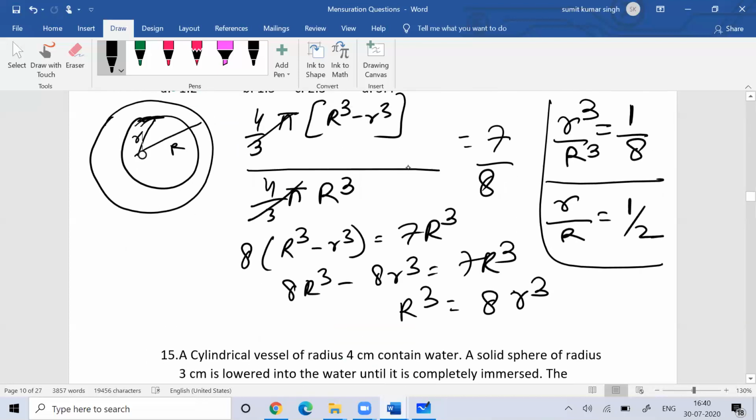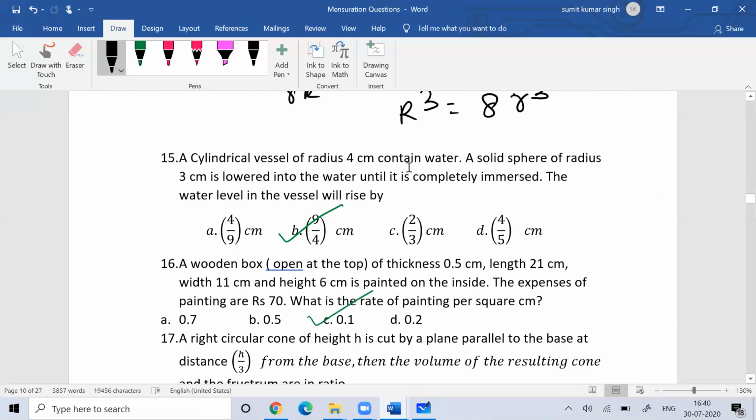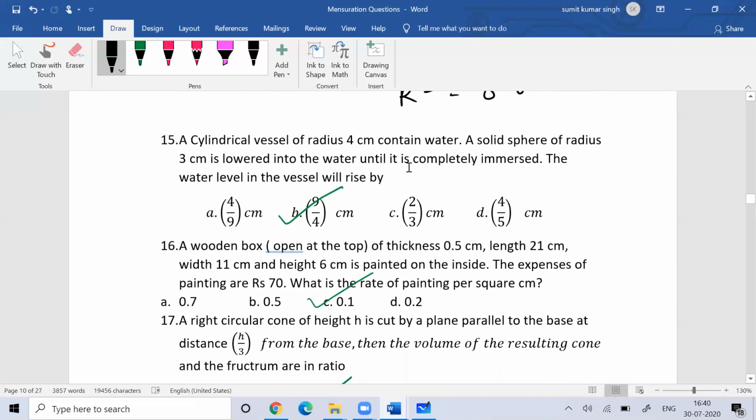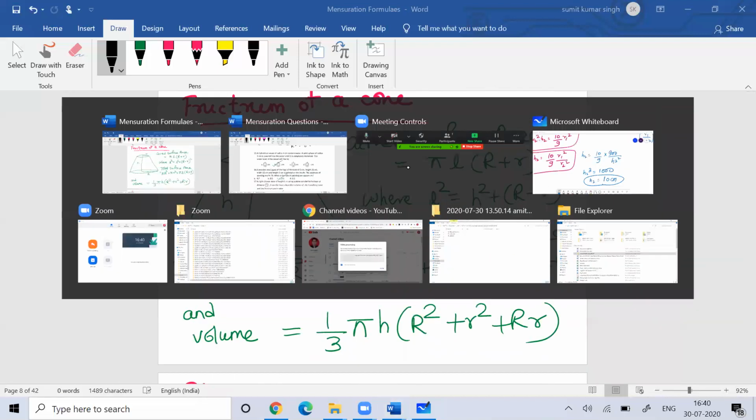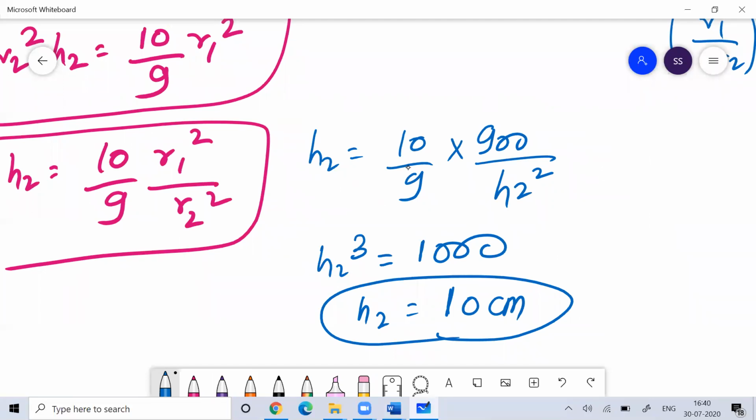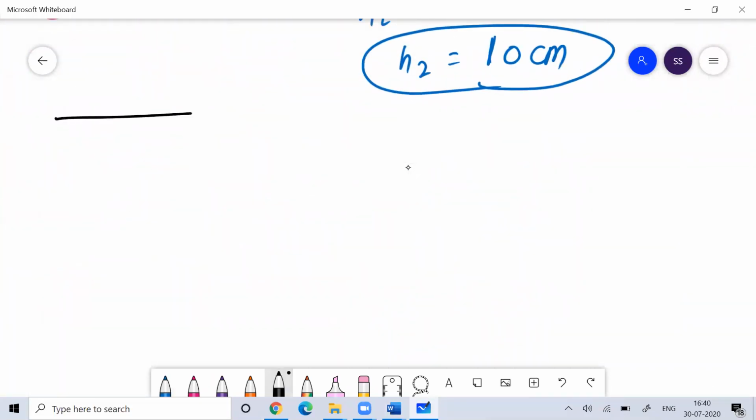Now this is the problem, easy problem. Now you can see question number 15, that a cylindrical vessel of radius 4 centimeter contains water, a solid sphere of radius 3 centimeters is lowered into the water until it is completely immersed. What is the rise in level? So it's very easy. You can apply Archimedes principle.